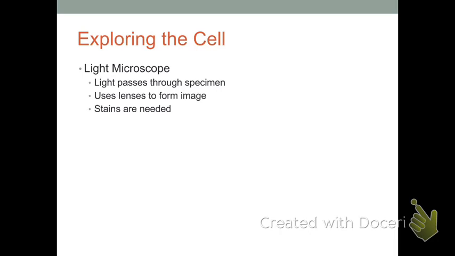A lot of times, though, in a cell, the parts that we're looking at don't have any color to them. Like the nucleus usually has no color to it. And so we have to use a stain, like iodine, for example, to see actual structures inside of cells. So we use stains and different colored dyes to make certain parts of the cell stand out so we can see them underneath the microscope. And we'll be doing a lot of work with this.